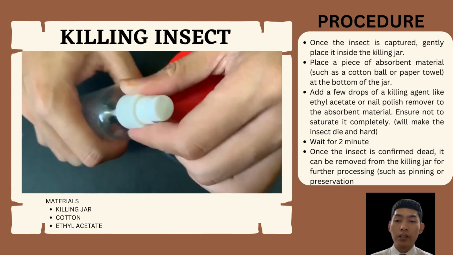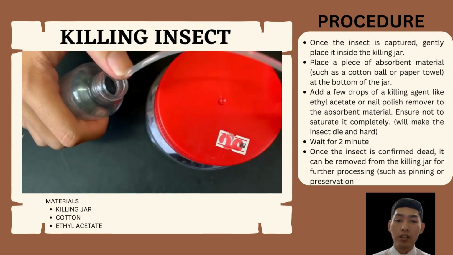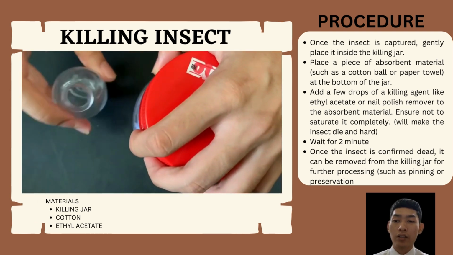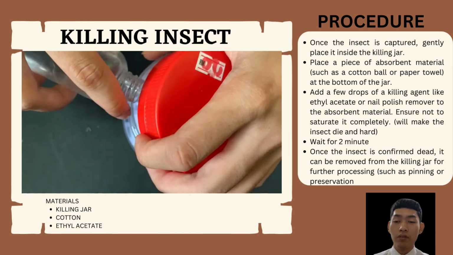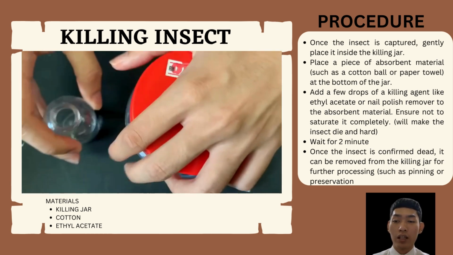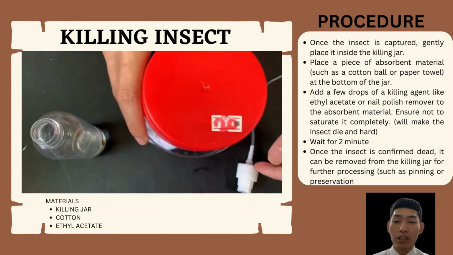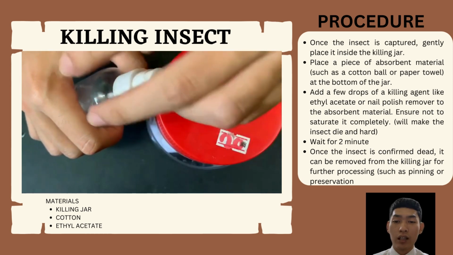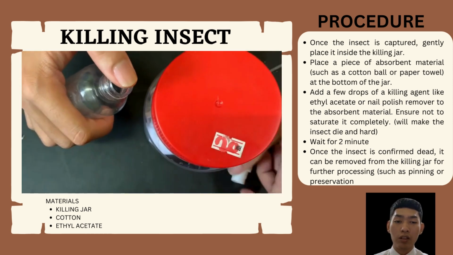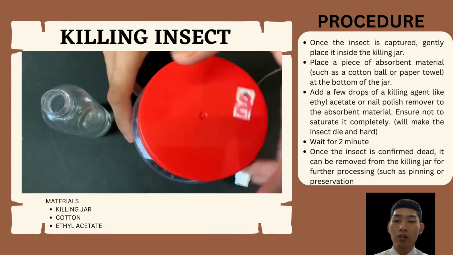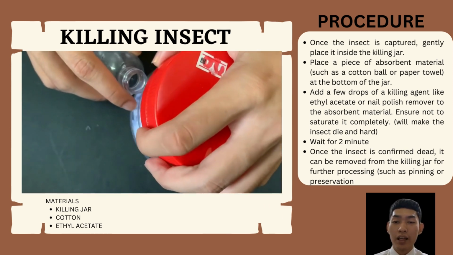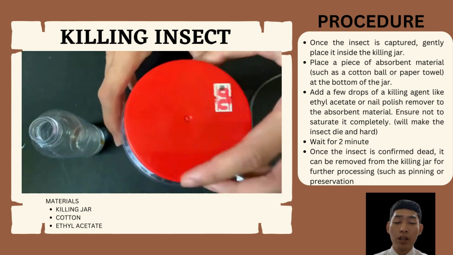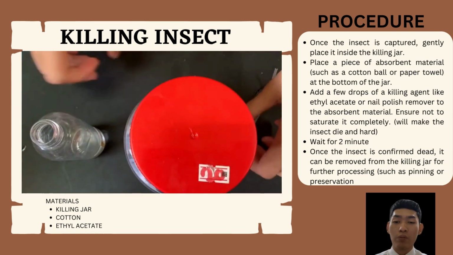The second activity is killing the insects that have been captured. The materials needed for this part are a killing jar, carton, and collection jar. The procedure for this step is: once the insect is captured, gently place it inside the killing jar. Place a piece of absorbent material such as a cotton ball or paper towel at the bottom of the jar. Add a few drops of a killing agent like ethyl acetate or nail polish remover to the absorbent material. Ensure not to saturate it completely.